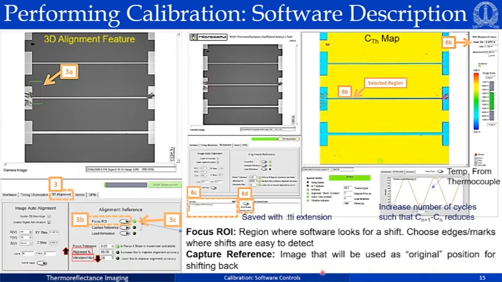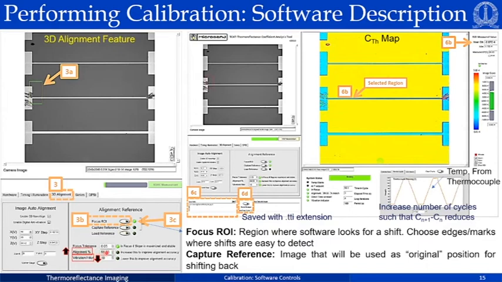That reference area would be selected by using capture reference. So we have selected focus ROI, and we have selected capture reference, because this is the image that will be used as the original position for shifting back. So you have told the software how to detect shifts. You have told the software that if it detects a shift, it should correct the shift in such a way that the device comes back to its reference. The reference image is selected by the capture reference. Once you have selected focus ROI and capture reference, which is very important, you have to look into these numbers of alignment percentage and vibration filter.